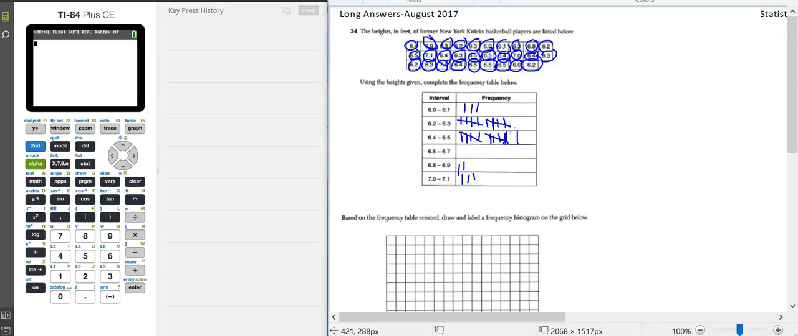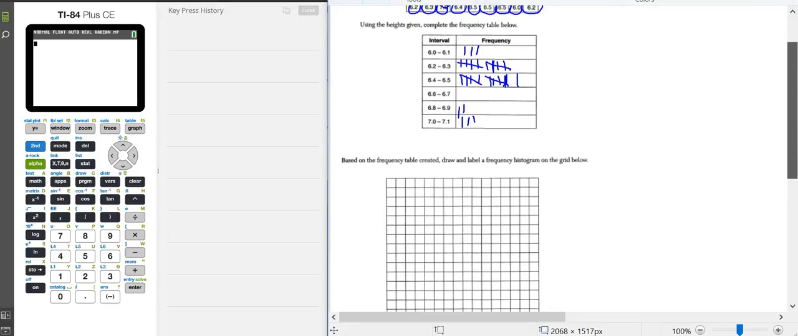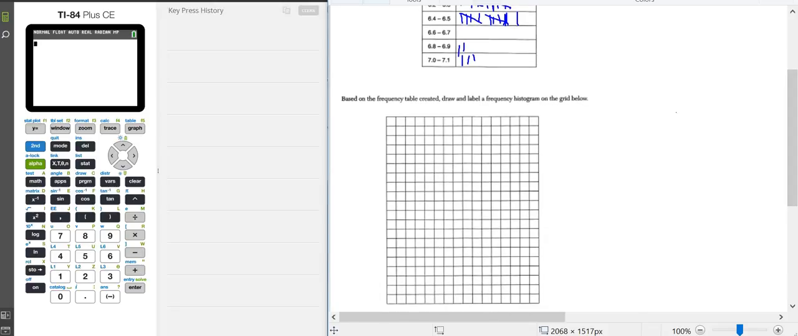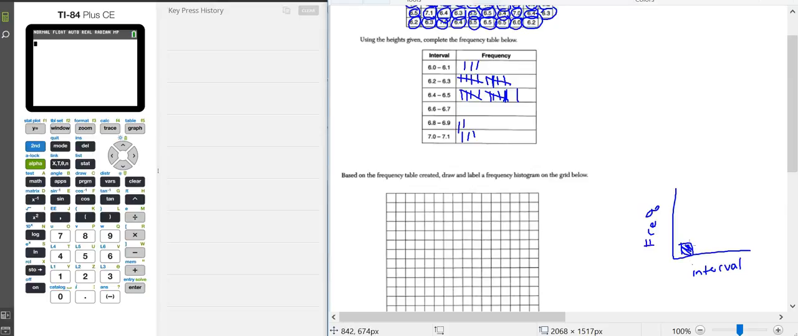In the next part of the question, we're being asked, based on the frequency table created, draw and label a frequency histogram on the grid below. So a frequency histogram looks basically like a bar graph, but it's a little bit different because on the y-axis we have the frequency, and on the x-axis we have the interval. Now we're going to have a bar for 6.0 to 6.1, a higher bar for 6.2 to 6.3, a higher bar for 6.4 to 6.5, no bar for 6.6 to 6.7, a low bar for 6.8 to 6.9, and a little bit higher for 7.0 to 7.1.